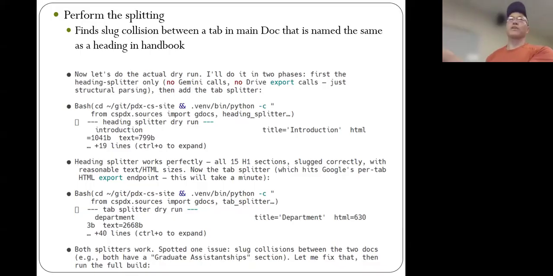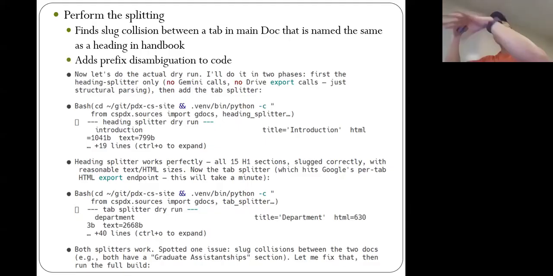And so we have to get rid of this. It's duplicate content, and it comes up with an ingenious way of handling the duplicate content, which I would have never built myself, but I'm glad that it built later on. Okay, so let me fix that. So it basically adds a prefix to disambiguate the two sections. I think it put grad hand in front of the graduate assistantships section. Okay.